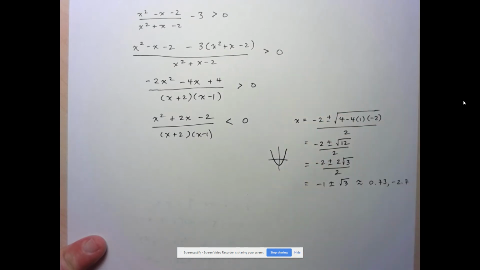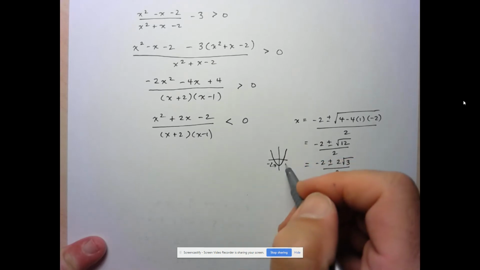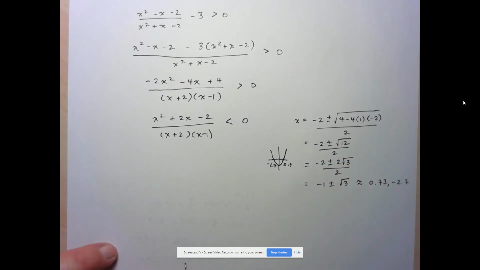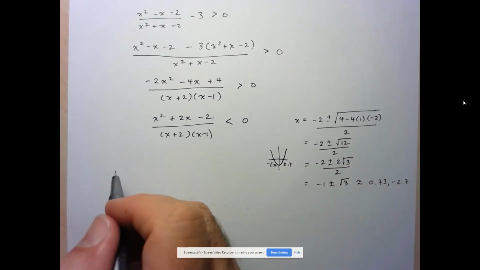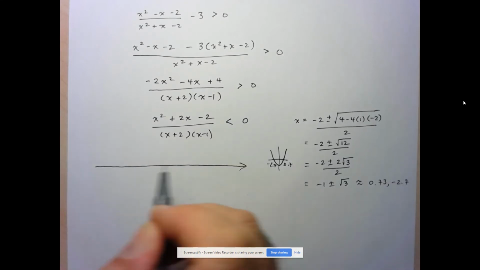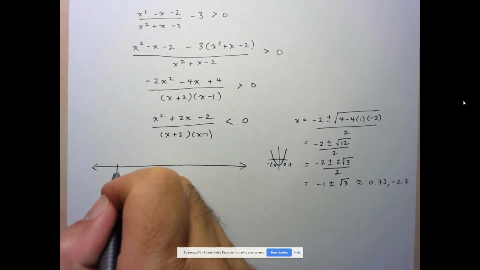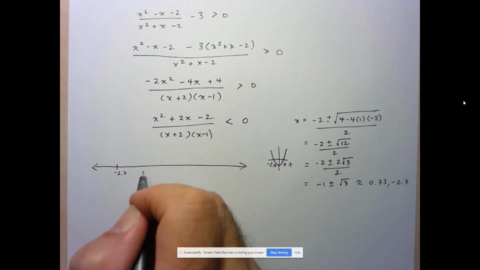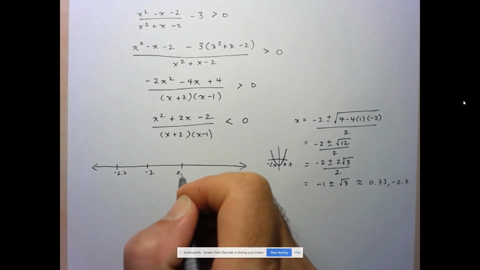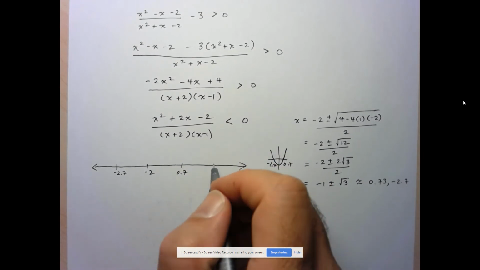So, upward facing parabola, and here we have negative 2.7, and here we have 0.7. This is where it changes sign. All right, so I'm just going to use this as my guide. So now, on my number line, I'll make it long since I've got lots of numbers here. The smallest number I'm dealing with is negative 2.7. Then I've got negative 2. Then it looks like 0.73, so I'll just put 0.7. And then we've got 1.